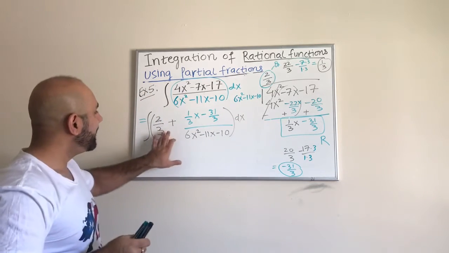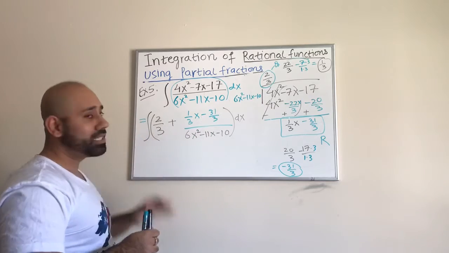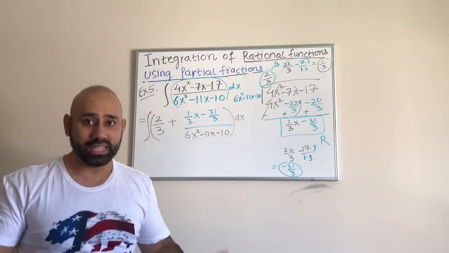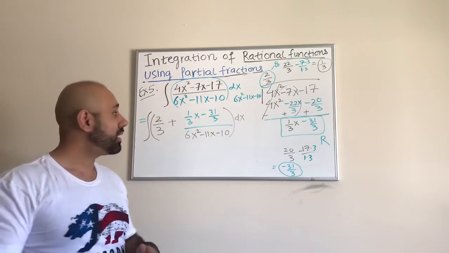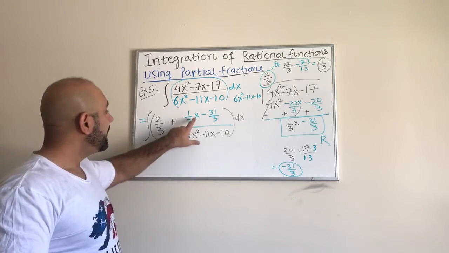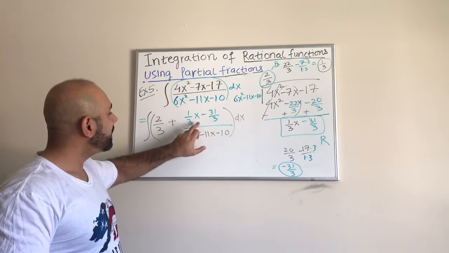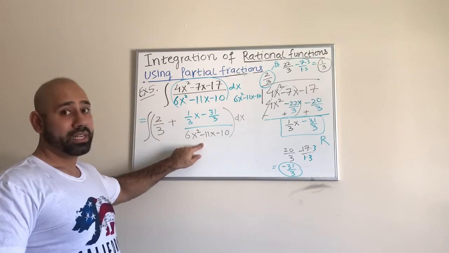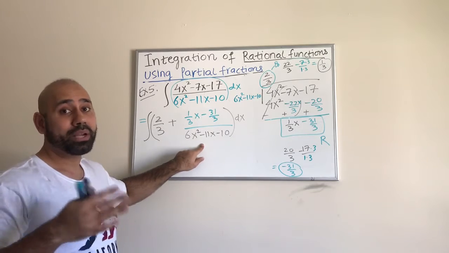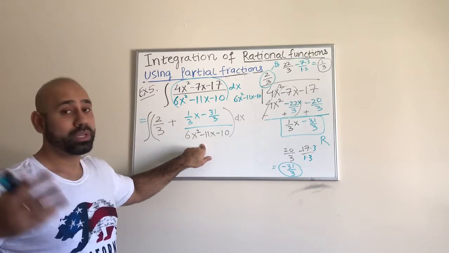So guys, please look at these two terms now. 2/3 is just a simple constant, and we can easily find the integral of that because we know how to find the integrals of constant functions. We have direct formulas for that. And then guys, if I look at this one right here, right away I can see that the degree of the numerator is less than the degree of the denominator, which is a good thing. Now it may qualify for type 1 or type 2 or type 3.